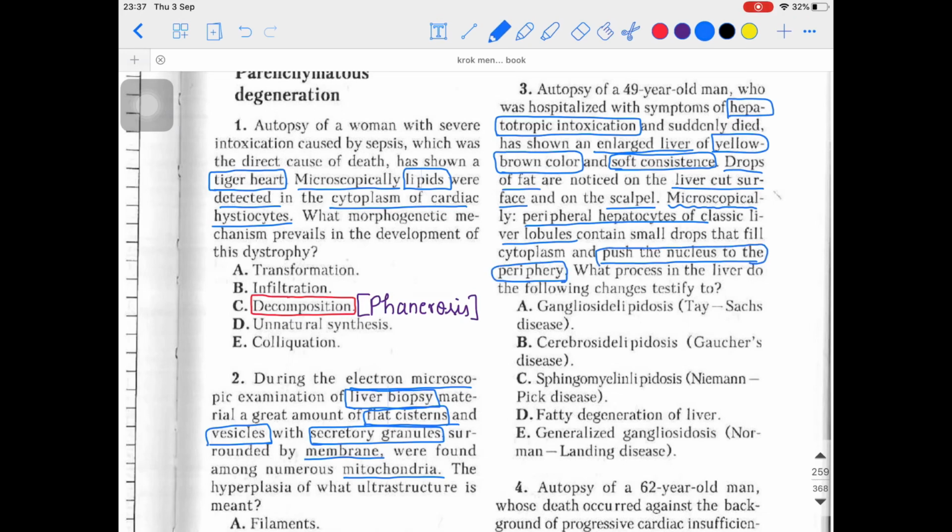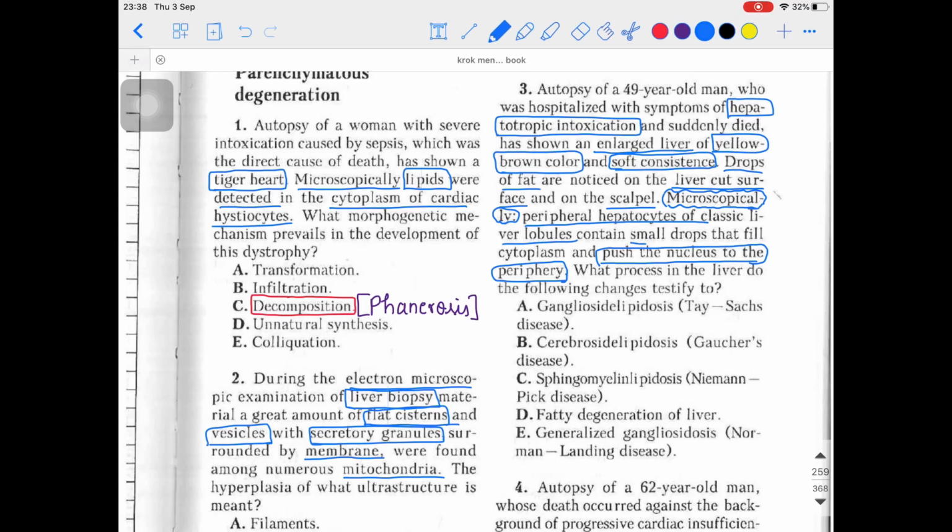Okay, and what are we talking about? We are talking about the microscopic findings, right? So two findings you can appreciate here. One thing is that an enlarged liver was there, which means they are talking about the liver, definitely yellow brown color and soft consistence. As far as microscopically, they are saying that the nucleus is pushed to the periphery.